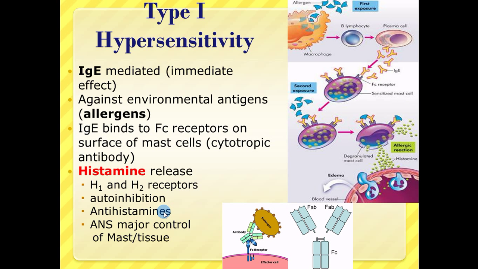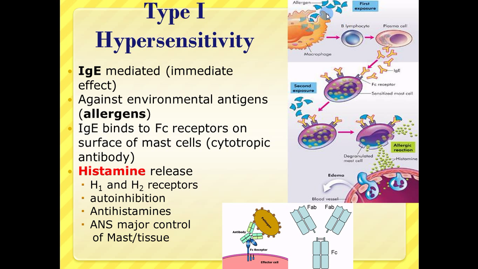All right, the first one, type 1 hypersensitivity. This is what we typically refer to as an allergy. You have an allergic reaction to something. Your body's over-responding to some kind of environmental antigen. And you already know when we talked about antibodies that it's IgEs that are involved in allergies. So this is a specific antibody that's involved. And here's how it works.